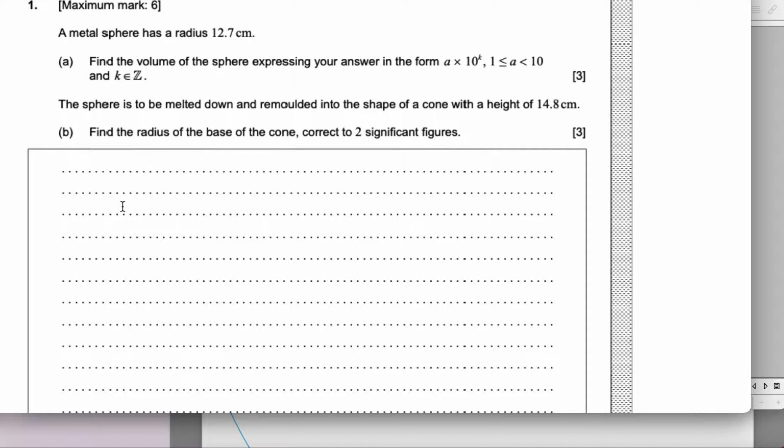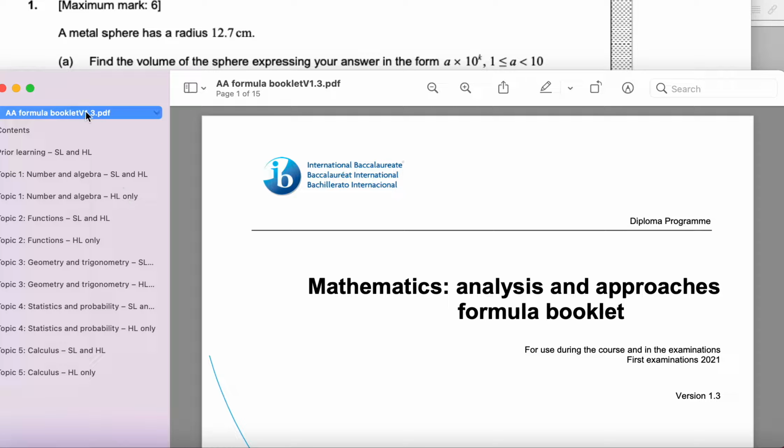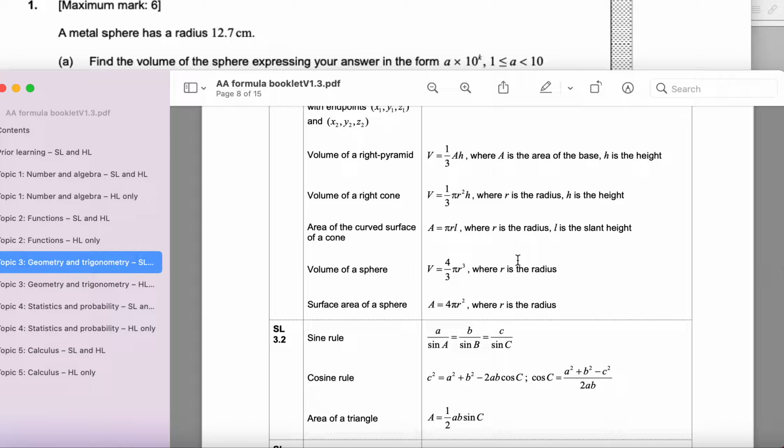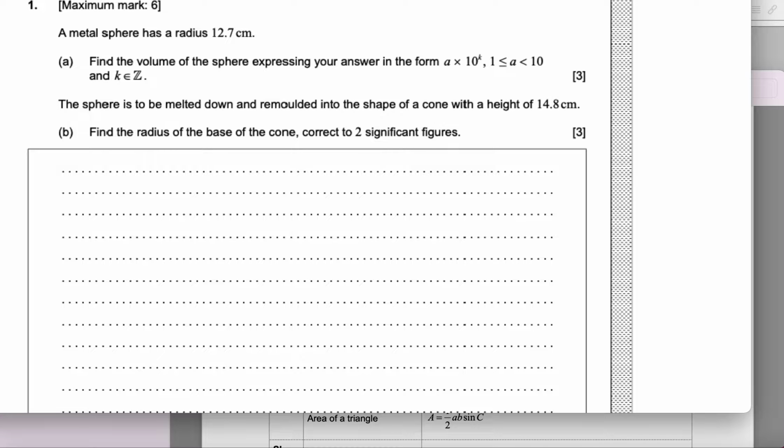All right, so you should also realize that the volume of a sphere, in case you don't have it memorized, is in the formula booklet in topic 3, and it is right here. Volume of a sphere is 4/3 pi r cubed. Okay, so you should identify that on your paper itself. Okay, so volume is equal to 4/3 pi r cubed.